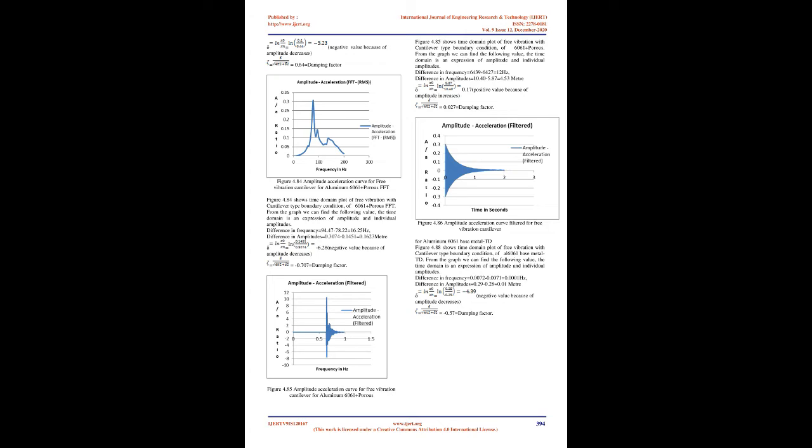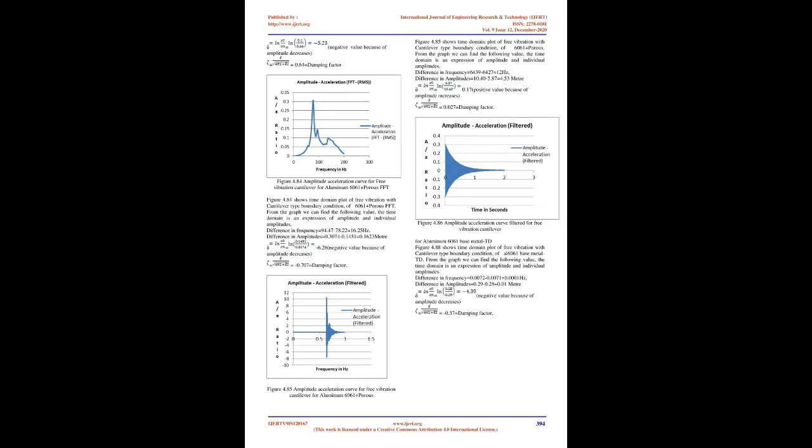For aluminum 6061 base metal TD. Figure 4.88 shows time domain plot of free vibration with cantilever type boundary condition, of Al6061 base metal TD. From the graph we can find the following value. The time domain is an expression of amplitude and individual amplitudes. Difference in frequency equals 0.0072-0.0071 equals 0.0001 Hz. Difference in amplitudes equals 0.29-0.28 equals 0.01 meter. D equals negative value because of amplitude decreases.